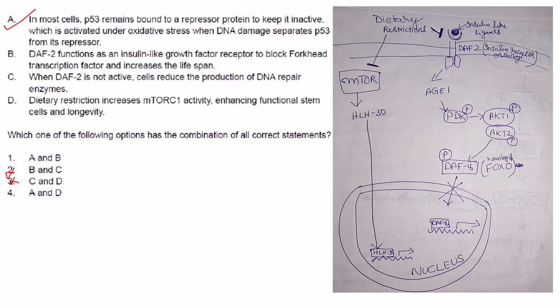DAF2 functions as an insulin-like growth factor receptor to block forkhead transcription factor and increases the lifespan. Okay, now see here. DAF2, okay, insulin-like growth factor receptor. Now when insulin is bound, AKT is phosphorylated. AKT phosphorylated means DAF16 is phosphorylated and it will prevent entry. Now DAF16, it activates the genes that extend lifespan. It is a transcription factor for such kind of genes, that extend lifespan.